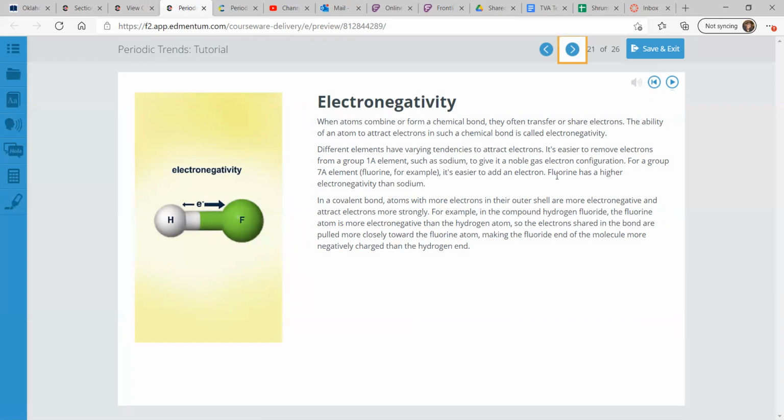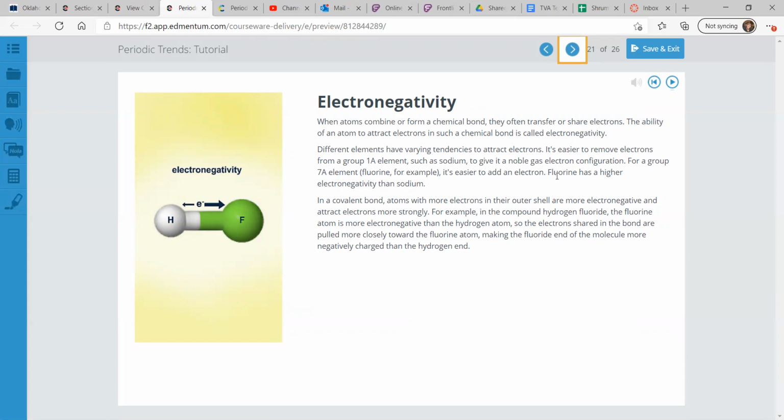It's easier to remove electrons from a group 1A element, such as sodium, to give it a noble gas electron configuration. For a group 7A element, such as fluorine, it's easier to add an electron. If you only have one electron in your outer shell, it's easier to get rid of it. However, if you already have 7 electrons in your outer shell and you need 8, it's easier to just gain one more electron.